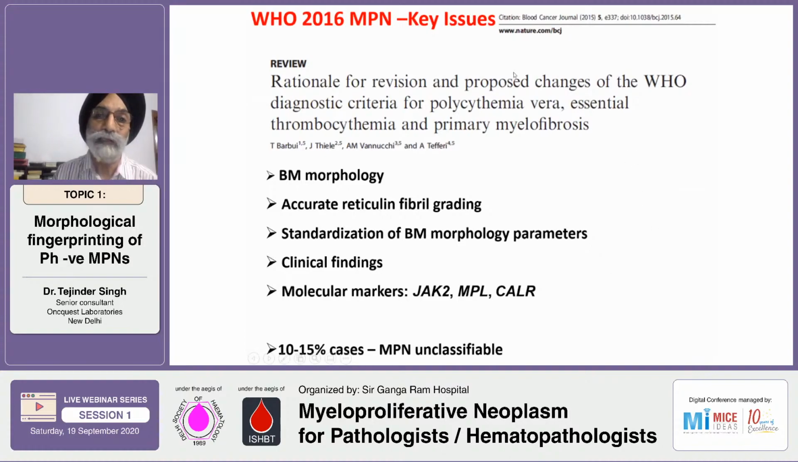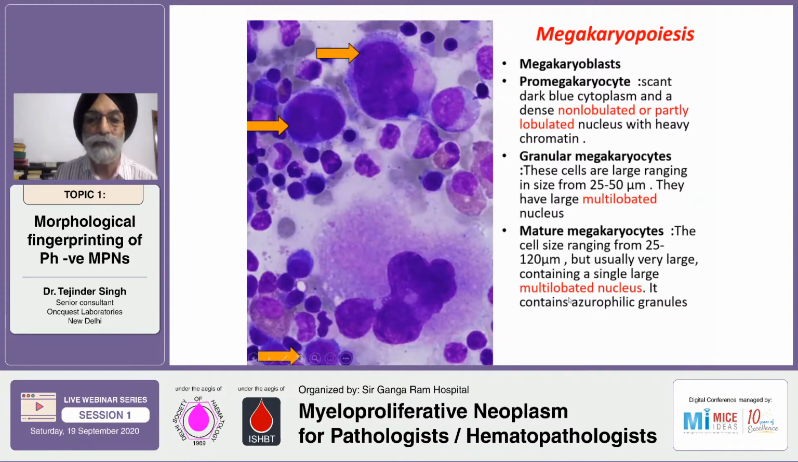Now, what has happened in this 2016-17 classification is that bone marrow morphology has been given a lot of importance. There is accurate reticulin fibril grading which has come, and there is standardization of the bone marrow morphology parameters. Now, these have to be correlated with the clinical findings and the molecular markers, and then we diagnose what the disease is.